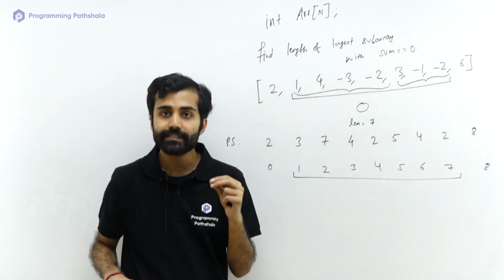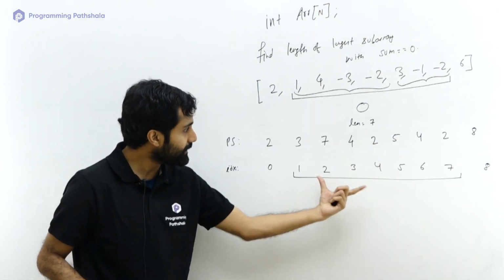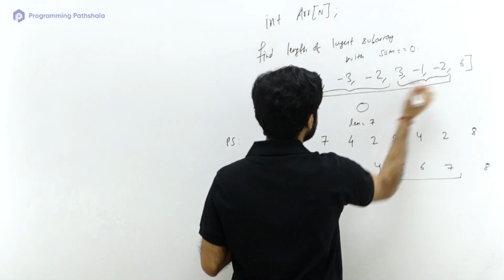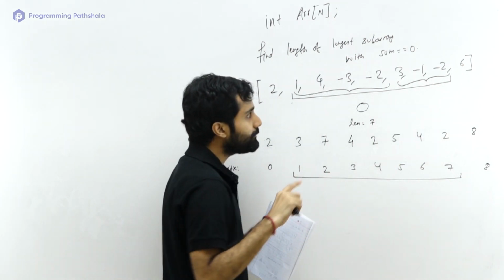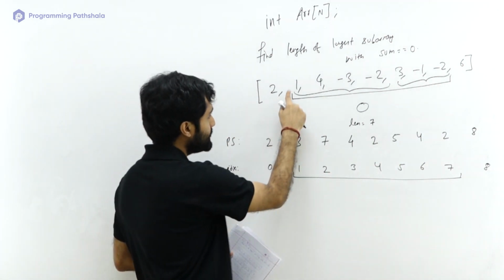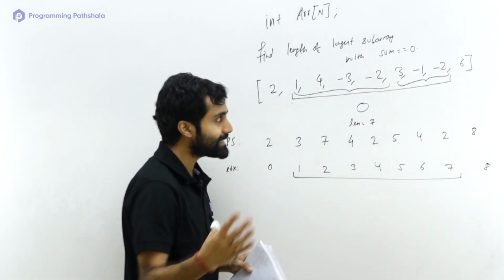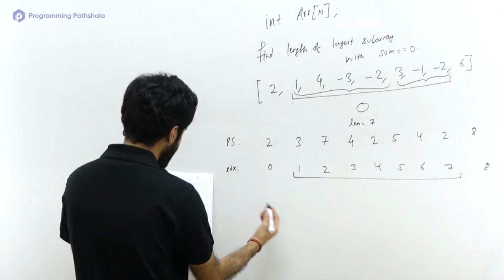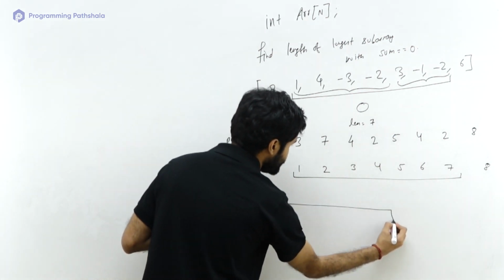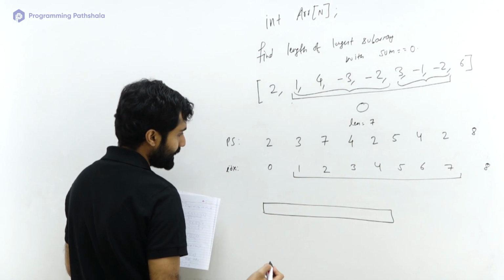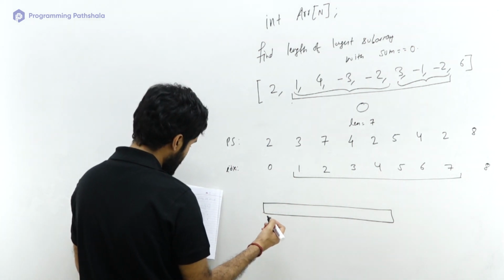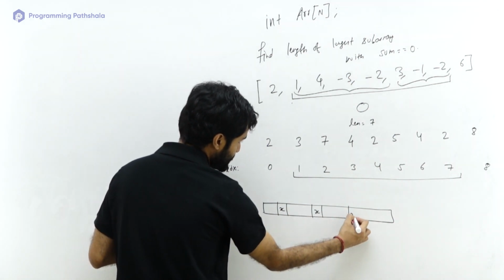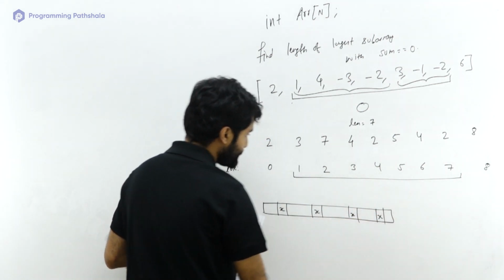But let's think a bit critically. Here, this also had a sum 0, this also had a sum 0, this also had a sum 0. But which one was of your interest? This last one was of your interest because it had the largest length, correct? So now think of it in this manner. If I give you a random array, and in this array, let's say a particular prefix sum, let's call it x, repeats at different indices, let's say at these positions.